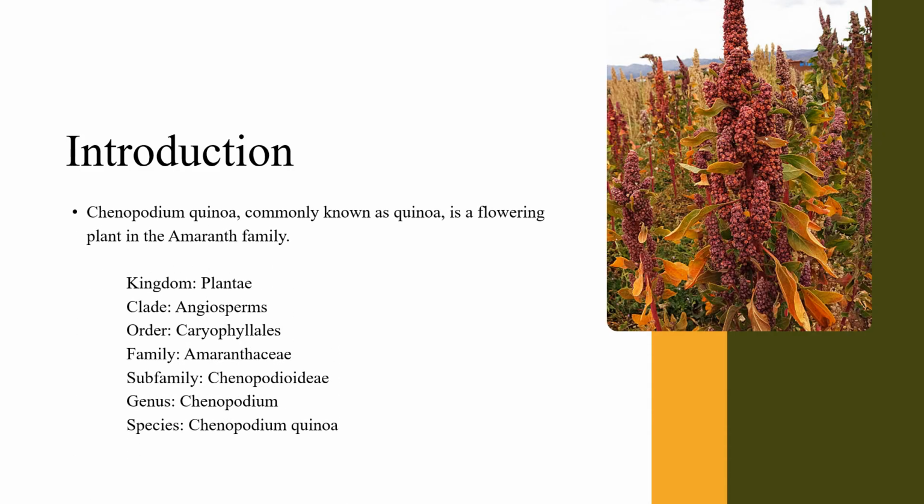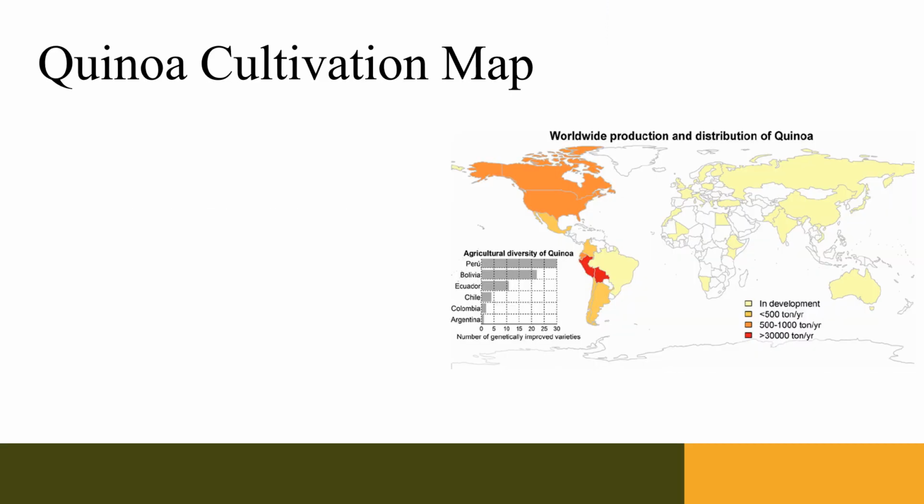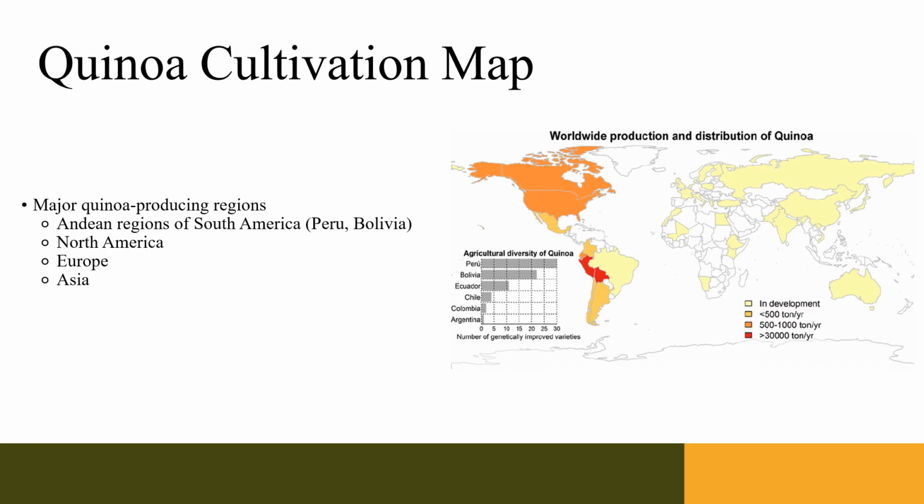So I have selected quinoa, Chenopodium quinoa, which is commonly known as quinoa and belongs to the plant family Amaranthaceae. It has the following classification: Kingdom Plantae, Angiosperms, Caryophyllales, Amaranthaceae, Chenopodiaceae, Chenopodium, and Chenopodium quinoa. So here is the cultivation map. The major quinoa producing regions are South America, North America, Europe, and Asia.